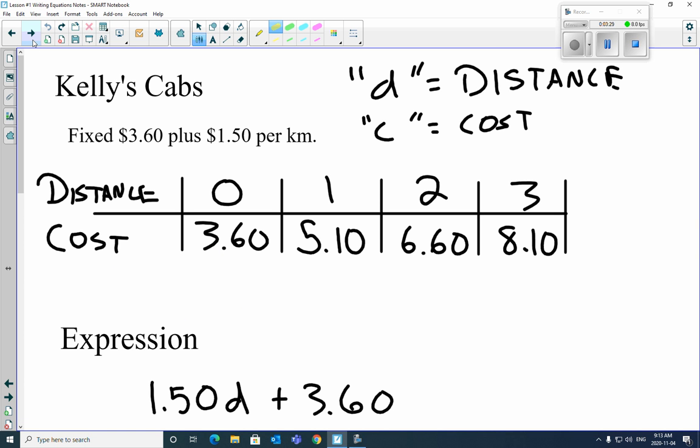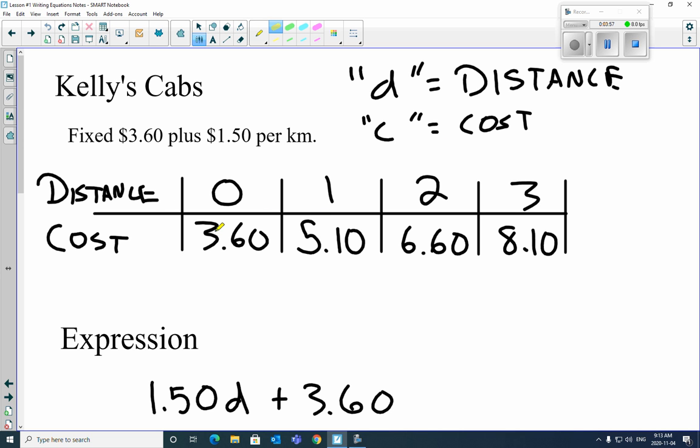I don't know if you've ever taken a cab, but when you get in a cab, there is a set price automatically on the meter. In this case, it's called a fixed cost, and it's right here, $3.60. So if you go 1 kilometer or you go 100 kilometers, you still have to pay that $3.60. And then there's so much per kilometer. So we can define our variables. D is distance, C is cost. When you pick variables, pick ones that make sense. Don't pick weird letters. D, distance; C, cost.